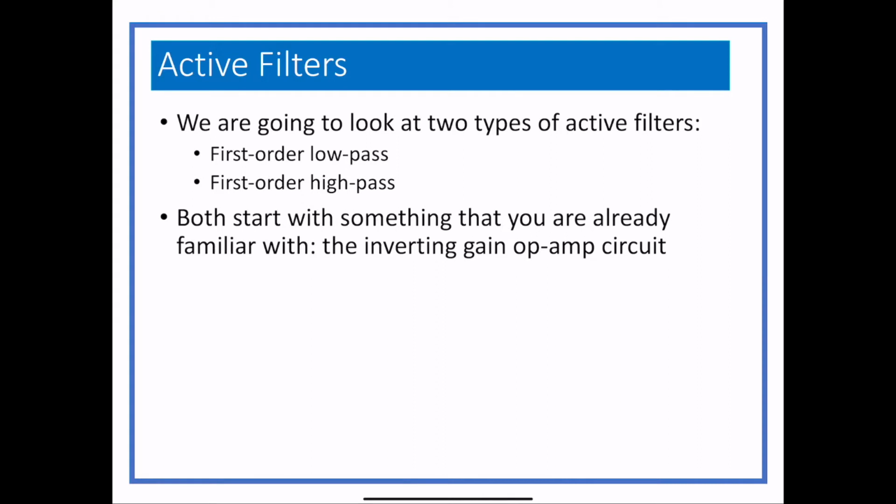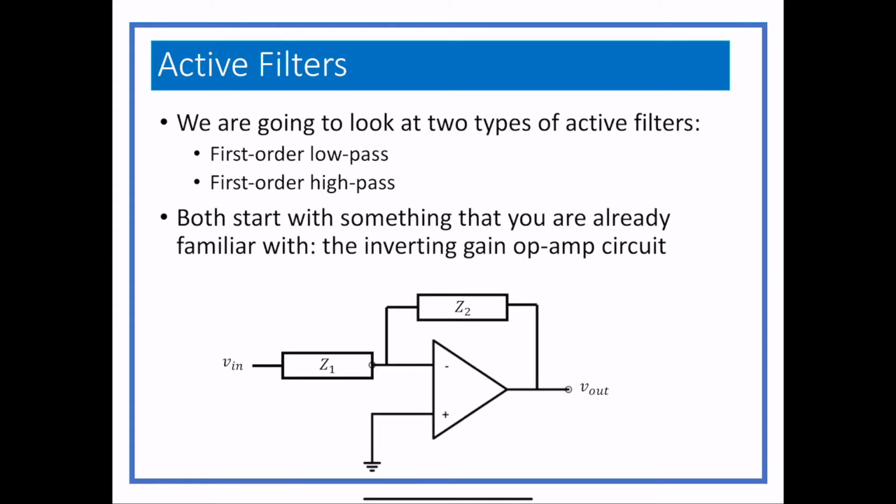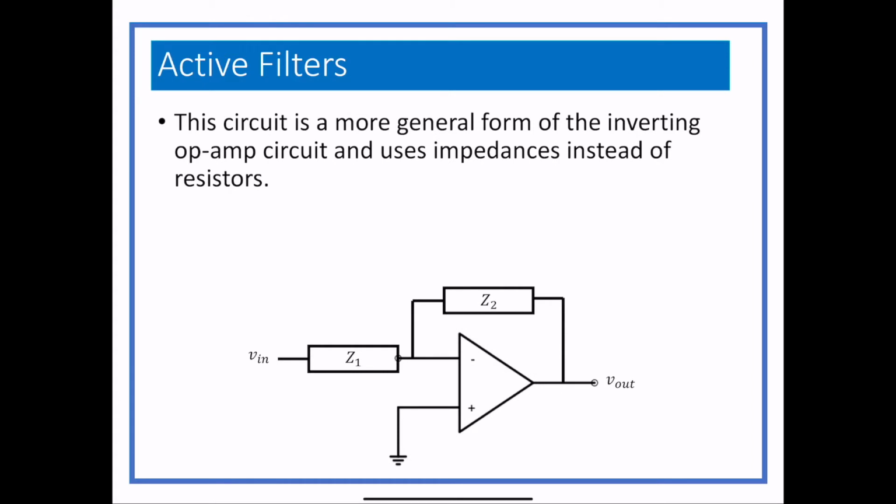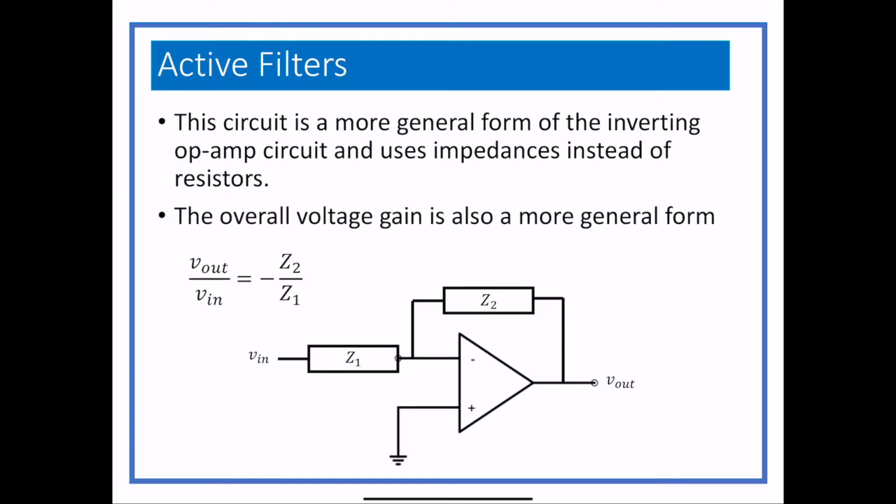So we start with the inverting op amp circuit. Hopefully you recognize this by now automatically. The only difference here is that instead of resistors, we now have complex impedances. The way we calculate the gain is the same way, it's just more general. It's just minus Z2 over Z1. And that can make it kind of weird when we start to actually create filters.